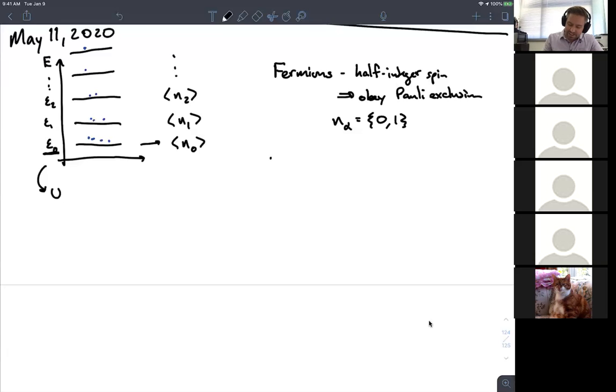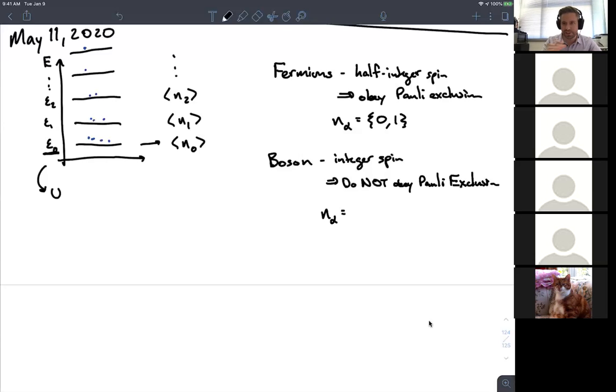All right, the other kind of particle is the bosons. And these are particles which have integer spin. These guys, again, as per our discussion on Friday, do not obey Pauli exclusion. Which means that when you specify your energy level occupation values, it can be anything you could possibly dream of. So you could be empty, 1 particle, 2 particles, 3 particles, and so on, up to infinity.